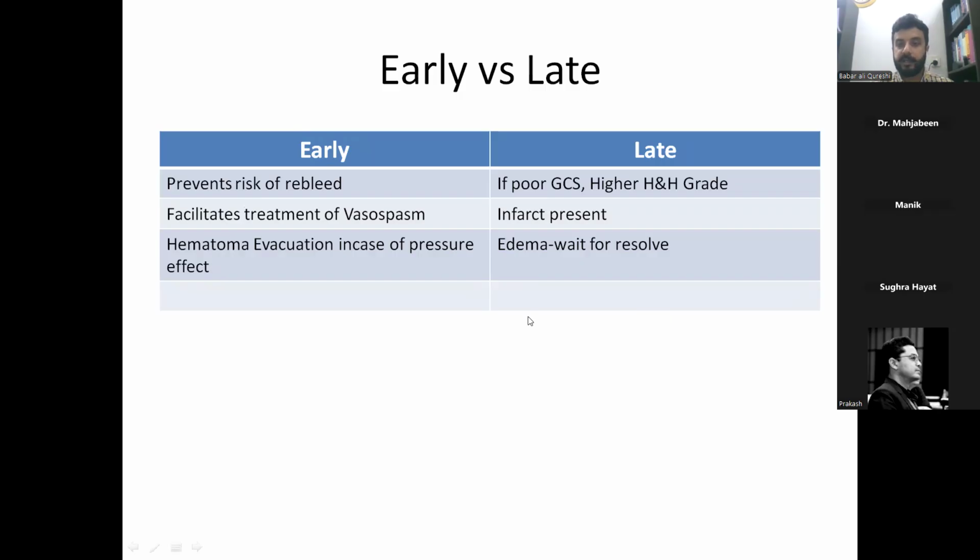Coming to early versus late intervention. Early intervention obviously is going to reduce the chances of rebleed. It is going to facilitate the treatment of vasospasm as well as evacuation of the hematoma, which can cause a pressure effect and neurological deficit in the patient. Whereas late intervention is preferred in those patients in whom the GCS is poor, or if an infarct is present, or there is too much edema, so we'll wait till the edema subsides, then we can proceed for the surgery. However, if there is edema which is causing midline shift and obviously there are pressure effects, in those patients early surgery is preferred.